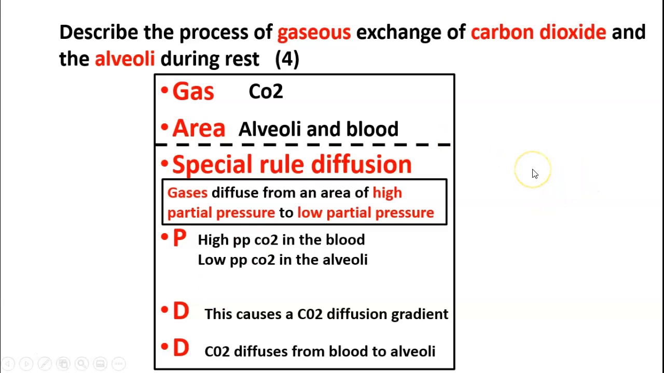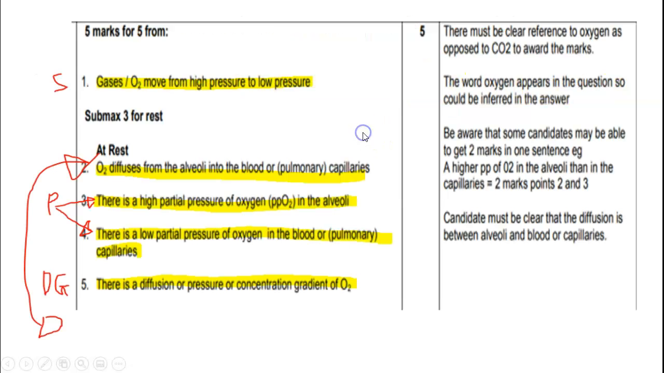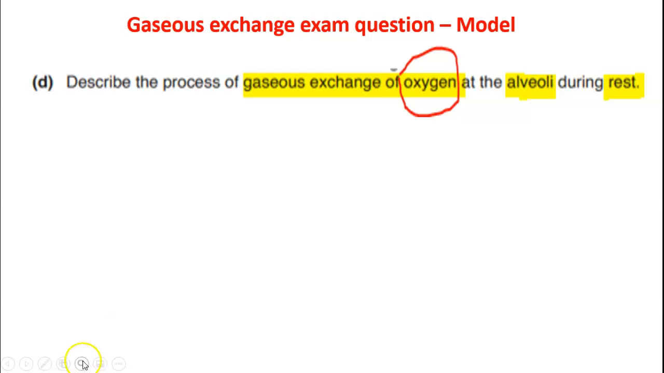So now if I could just move that across to what I'm going to do here. What I want you to do now, I'm going to put the next question on the slide. Can I ask you to pause it and have a go at answering it? So here's the question, gaseous exchange. Describe the process of gaseous exchange of oxygen at the alveoli during rest. Okay, so that is your focus there. Can you pause it now, please? Your job now is to have a go at doing that using the GASP DD process.